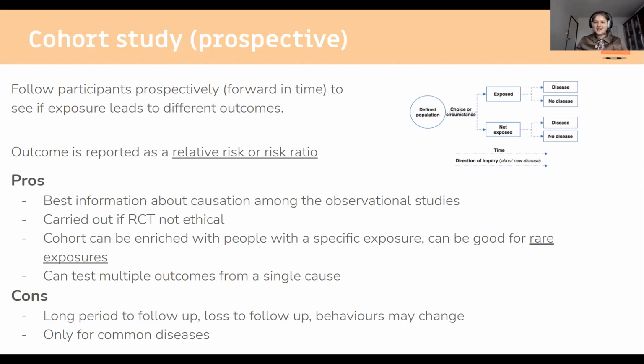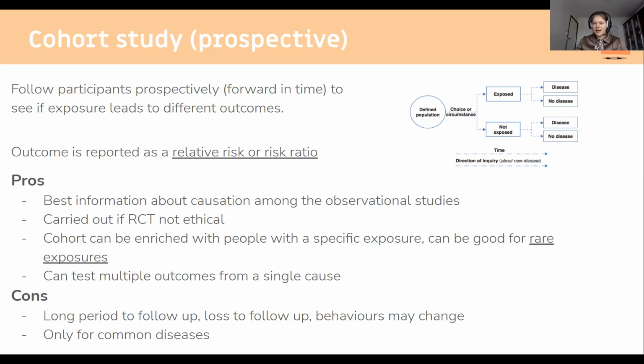Now you can obviously see a problem with that. Firstly, there's no guarantee that they'll develop the disease. So the people you choose at the start might not even get the disease later on. Secondly, time takes forever because you get to them when they're healthy and you can't predict exactly when the disease will occur. And the second thing as well is that you have to let them be exposed to the exposure themselves.